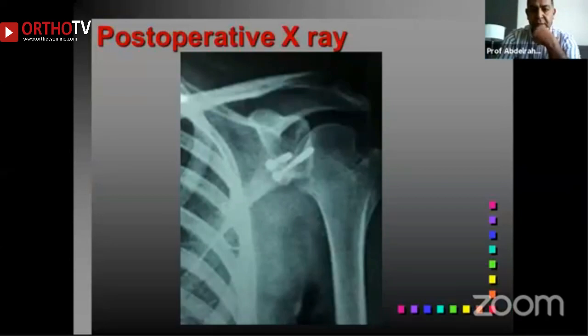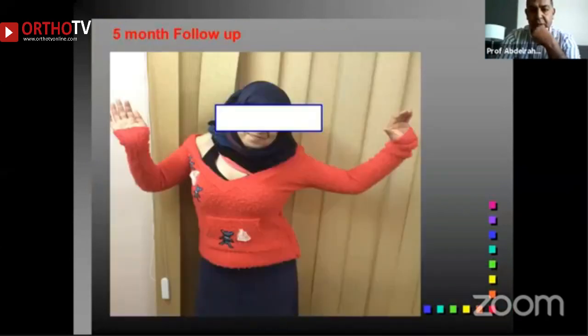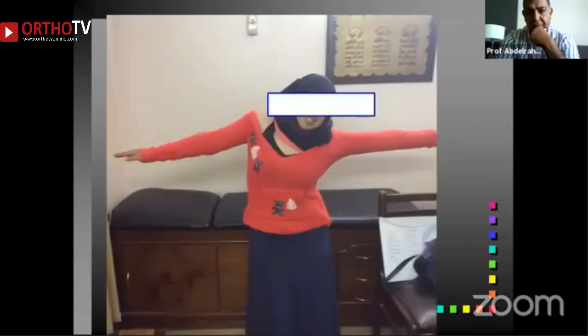And this is the final follow-up of the patient. We didn't do surgery for the greater tuberosity. And the patient had some range of motion, much better than previously.